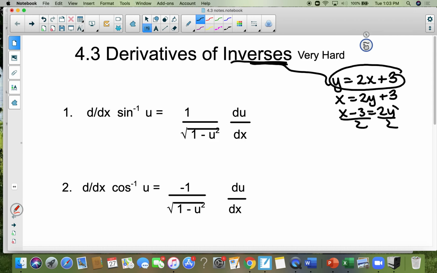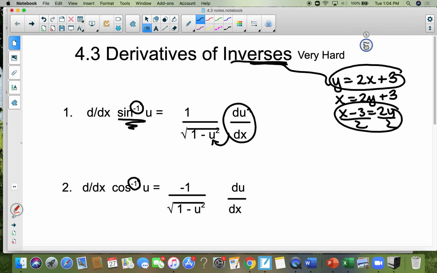This one and this one are said to be inverses. So this little -1 stands for inverse. It does not stand for derivative. So the derivative of the sine inverse is 1 over the square root of 1 minus u squared. But don't forget to find the derivative of u squared. The cosine is very similar to it, except the only difference between sine and cosine is the negative sign.